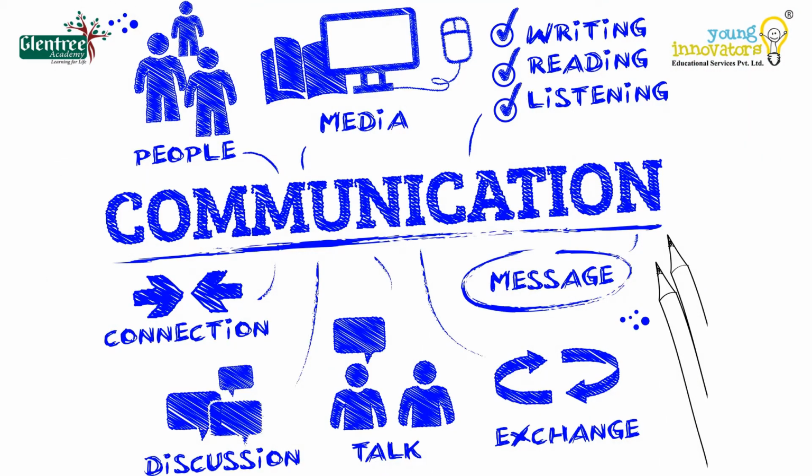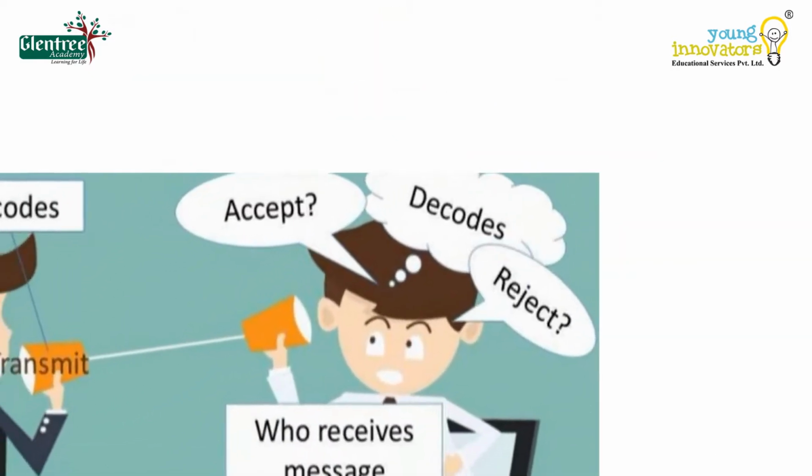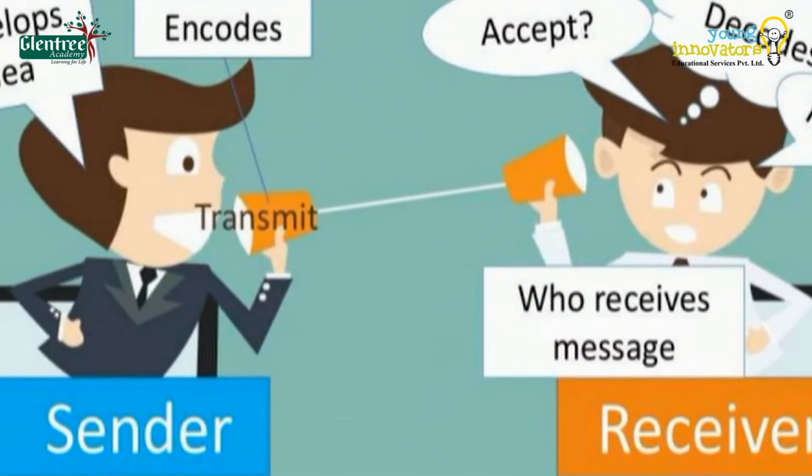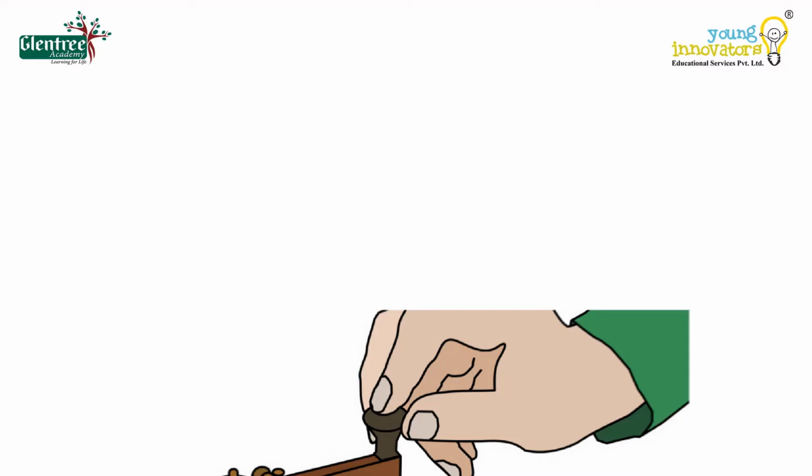For a communication to happen, we need three things: a transmitter that transmits or sends the message, a receiver who receives the message, and a medium through which the message is sent from the transmitter to the receiver.